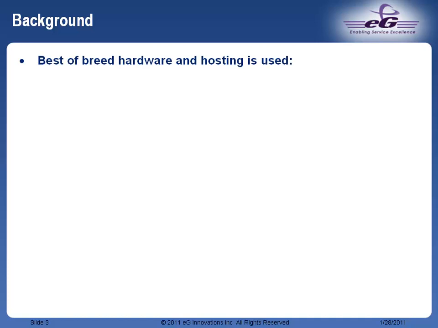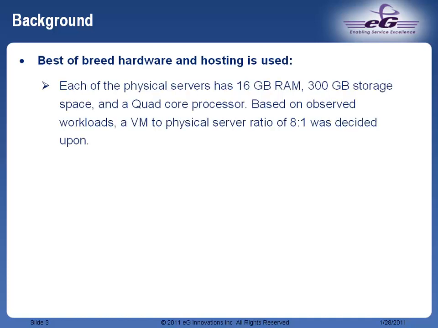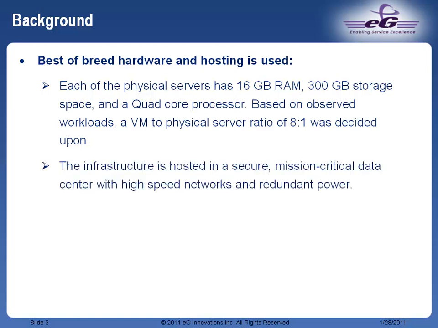Best-of-breed hardware and hosting is used. Each of the physical servers has 16 GB RAM, 300 GB storage space, and a quad-core processor. Based on observed workloads, the enterprise IT architects decided to use a VM to physical server ratio of 8:1. The infrastructure is hosted in a secure mission-critical data center with high-speed networks and redundant power.